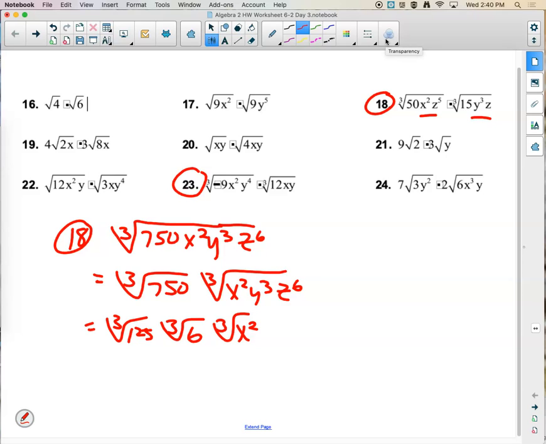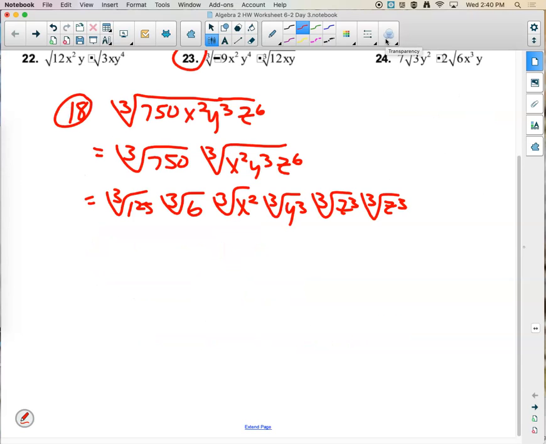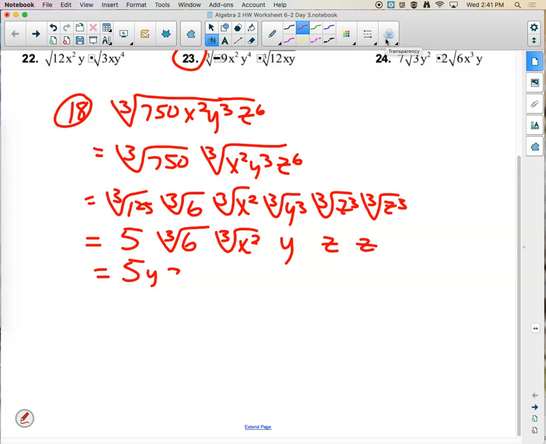We need the index to match or our power to be higher than what we have with the index. But cubed root of y to the 3rd, that will work out nice. And then cubed root of z to the 3rd and cubed root of z to the 3rd together will give us cubed root of z to the 6th. Now the reason we wanted the cubed root of 125 is because that's a 5. Cubed root of 6 is not something nice. Cubed root of x squared is not something nice. But the cubed root of y to the 3rd is nice. It's a y. And the cubed root of z to the 3rd is nice. It's a z. So the pretty stuff is 5yz squared. And the ugly stuff is the cubed root of 6x squared. And that should be done.